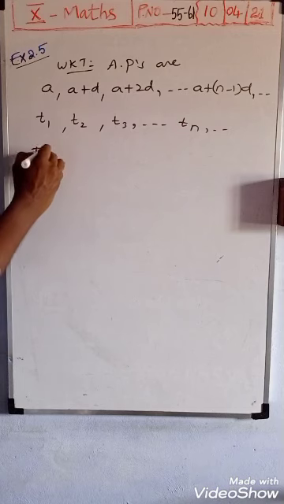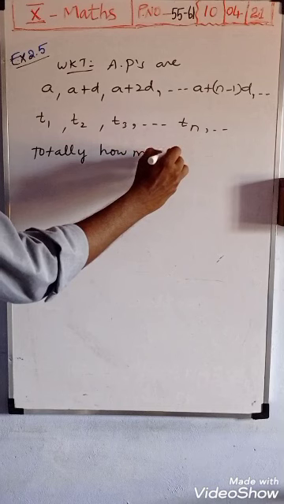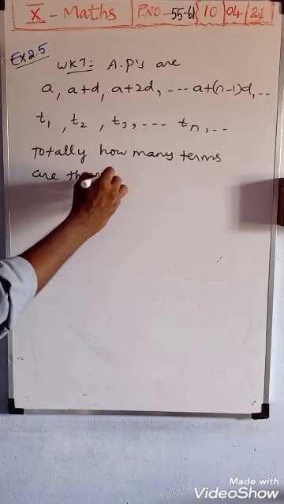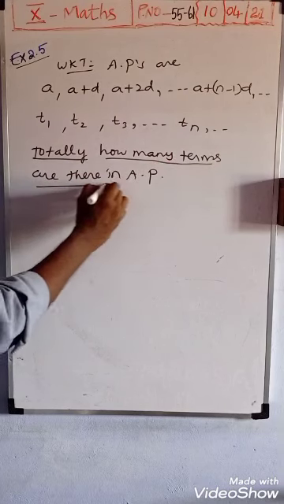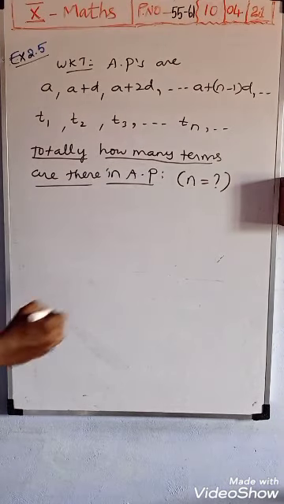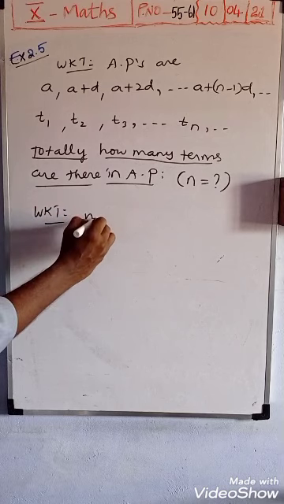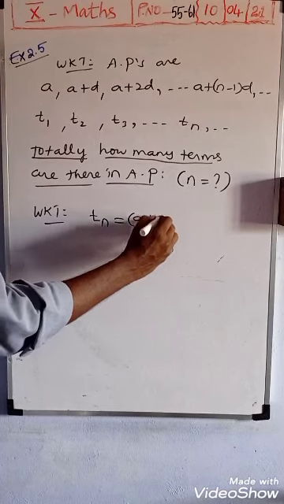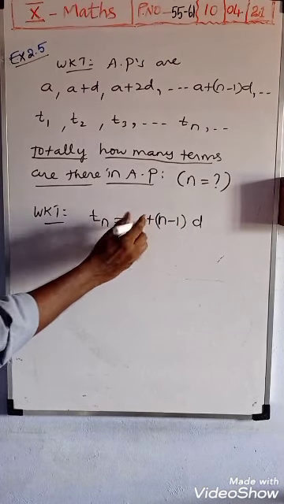So totally how many terms are there in the AP? How do we want to find it? N. What is the formula? How we want to find it, we know that already. We know that already the Tn formula. Tn is equal to A plus n minus 1 into D. So you know this formula already.